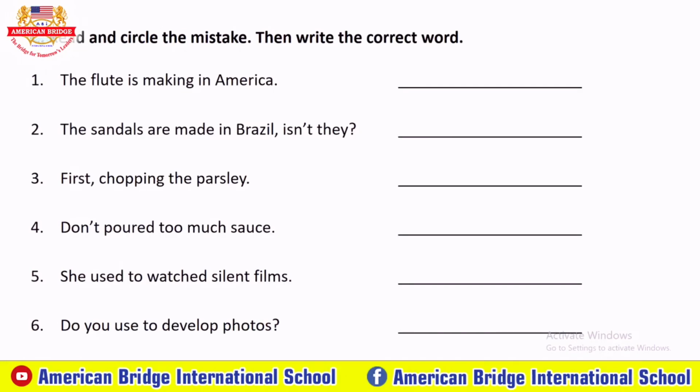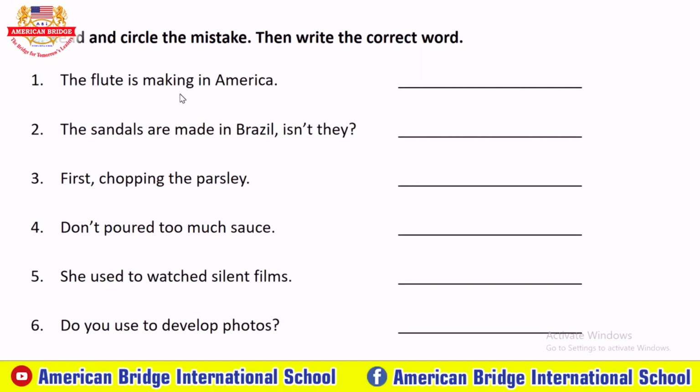Okay, now let's move on to our part C, the last part of our exercise today. C. Read and circle the mistake, then write the correct word. Number one, the food is making in America. As we know, when we want to talk about products that are made in other countries, you have to use the passive voice, right? But actually, our sentence is not using the passive voice, it uses the present continuous.